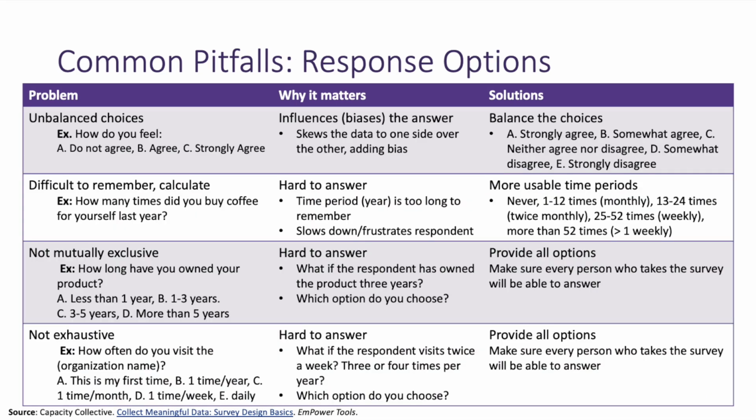Okay. And these are some common pitfalls with response options. One of these is the idea of unbalanced choices. You can see we have one "do not agree" option here, and then we have two agree options. So there are more opportunities for a respondent to say that they agree than disagree. We want to make sure it's balanced on either side, so we're not nudging the participant to respond in a particular way.